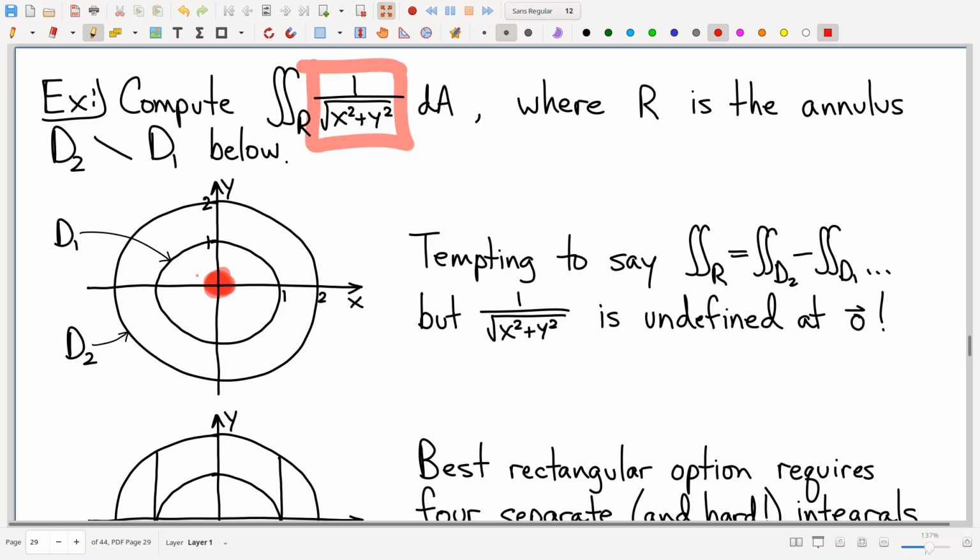We do not play with undefined. If you want to invoke the fundamental theorem of calculus, one of the little asterisk conditions on that is the function has to be continuous throughout the whole thing. And undefined is not allowed for continuous. So there is no integral to compute here. The integral over D2 is undefined. That's a bunch of nonsensical garbage.